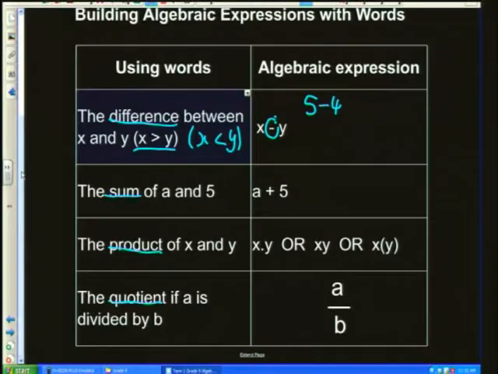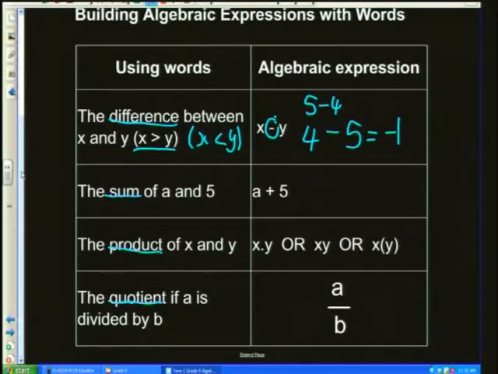But what if x is smaller? Let's say x is 4 and y is 5. What will our answer be here? Minus 1. Do you see what difference it makes? Do you see why I have to indicate that? Because it will change our algebraic expression here. The sum of a and 5: we just add them. The product we have to multiply.